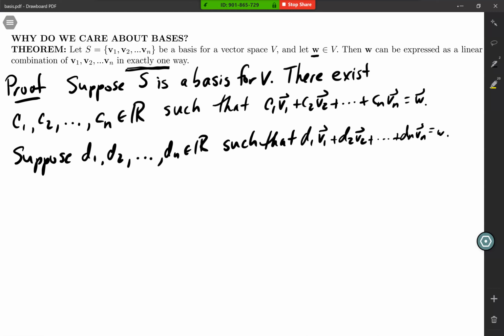So I'm assuming here that we have a second way to write W as a linear combination of the V's. Now notice for the existence portion, we use the spanning aspect of S to get our first linear combination. To get the uniqueness aspect, which property of the basis do you think we're going to use? We already used the spanning property, so which property do you think we're going to use now? Linear independence. Yeah, the linear independence part, right?